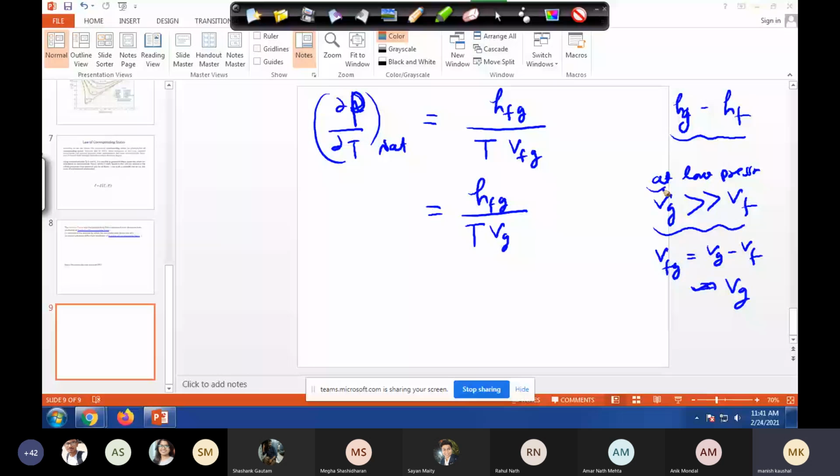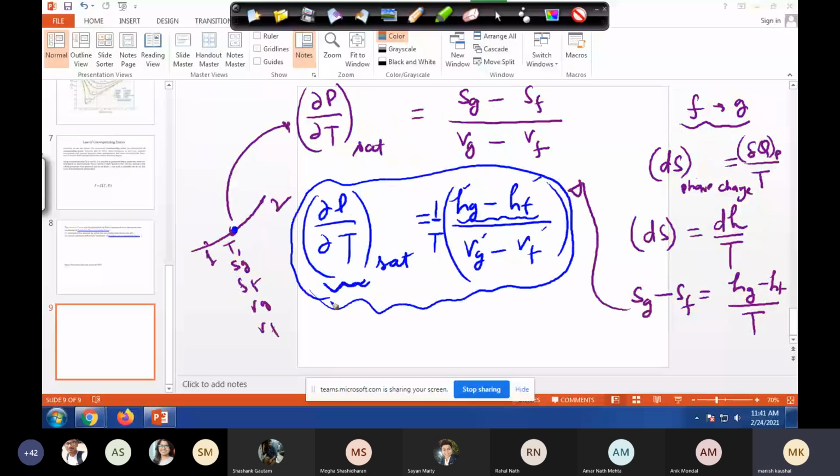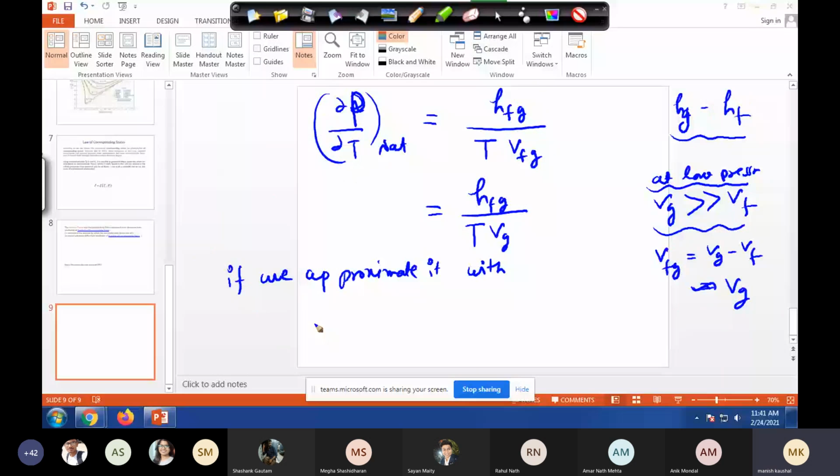Since you are talking about low pressure, we can approximate with an ideal gas. Otherwise, you can use this formula with no approximation. But if you use this approximation, again approximating with an ideal gas, which is only true at low pressure, from the assumption of ideal gas, PV equals RT, right? So Vg is RT by P at that point. We can approximate Vg with RT by P.